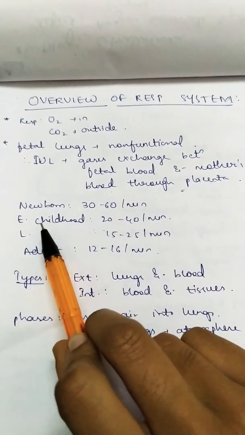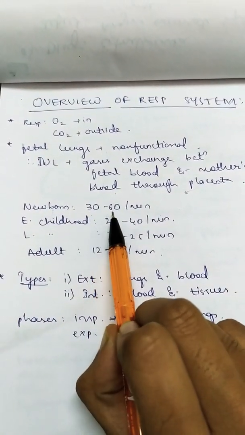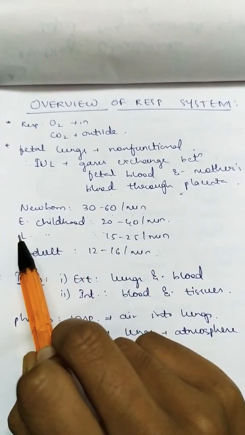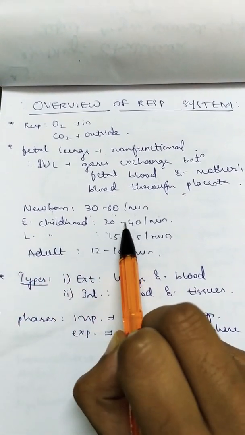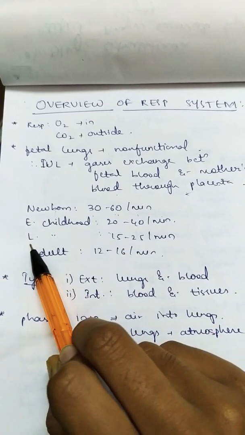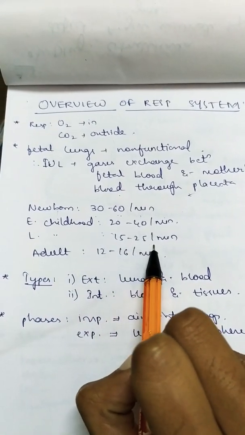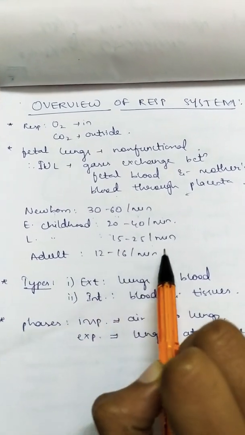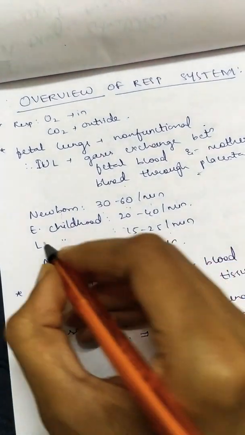The number of times the newborn respires is 60 times per minute. During early childhood, it is 20 to 40 per minute, and during late childhood, it will be 15 to 25 per minute. Coming to the adult, it will be 12 to 16 times per minute.